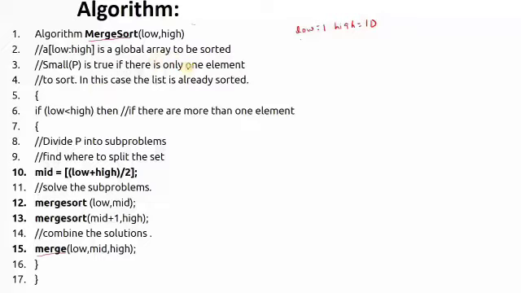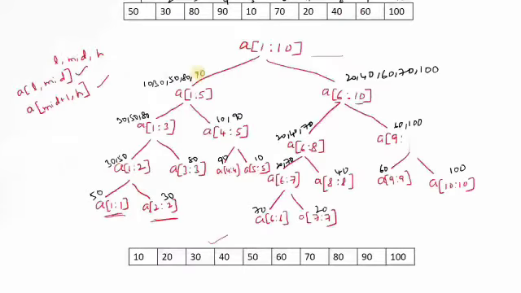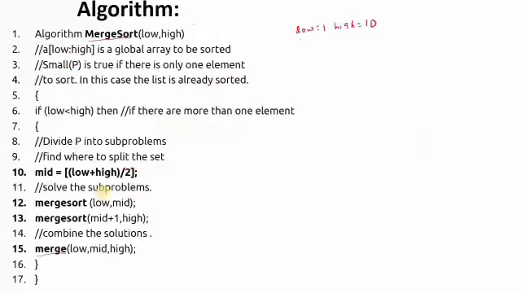Small of P is true. When will it be true? If only one element exists. At the end, if it consists of only one element, then I can say the problem is small. So in this case, the list is already sorted. That means only one element, no need to sort. If low is less than high, then you need to proceed like this. What you need to proceed, you can see here.